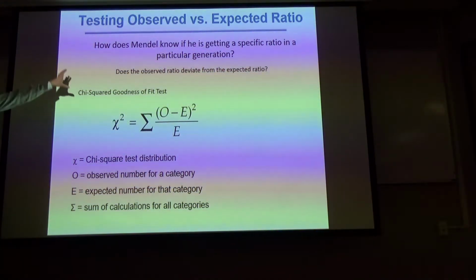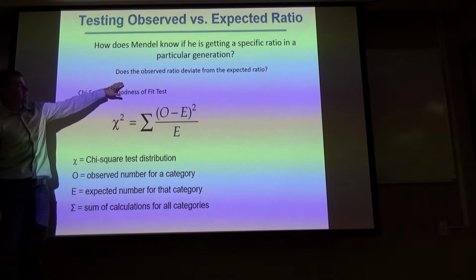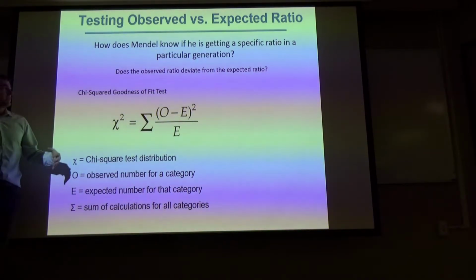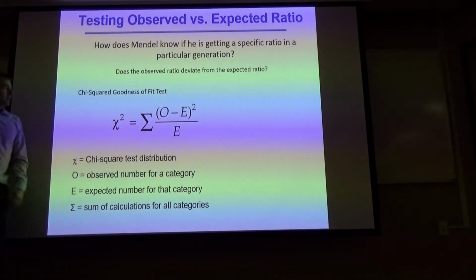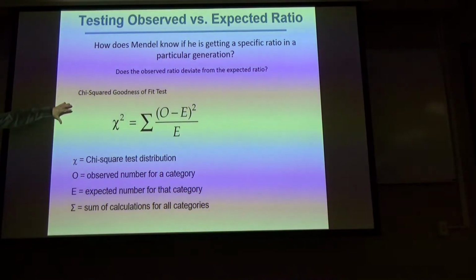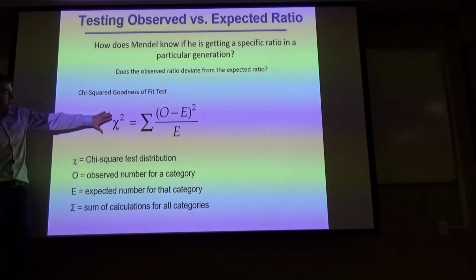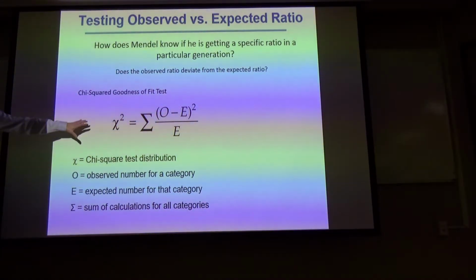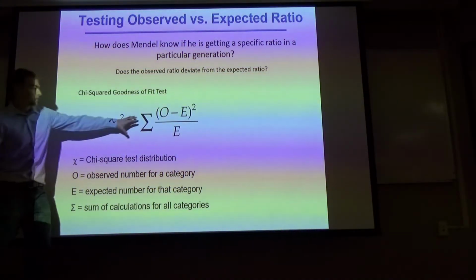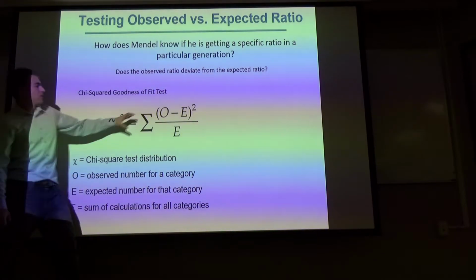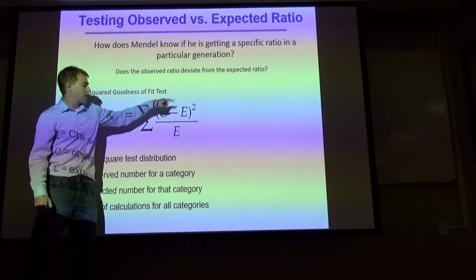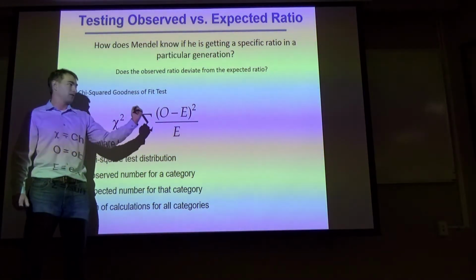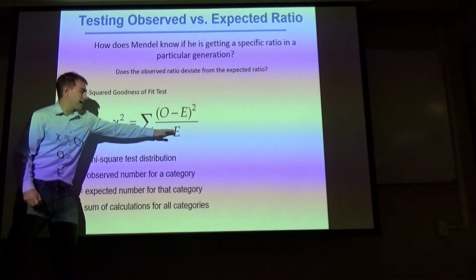Okay, so how does Mendel know if he's getting a specific ratio? Does this observed ratio that he gets, when he gets these 5,800 to whatever 1,800 T's, actually deviate from the expected ratio? The way we're going to test this is what's called a chi-squared goodness of fit test. This is your test statistic right here. It corresponds to a chi-squared distribution, which we'll talk about in a second. This is simply the sum of all of your different observed events minus expected events, squared. So it doesn't matter if you're above or below the number of expected events, because of the square, divided by the number of expected.